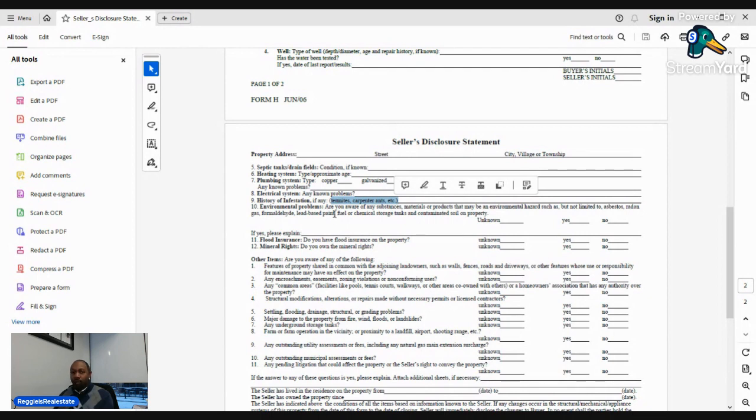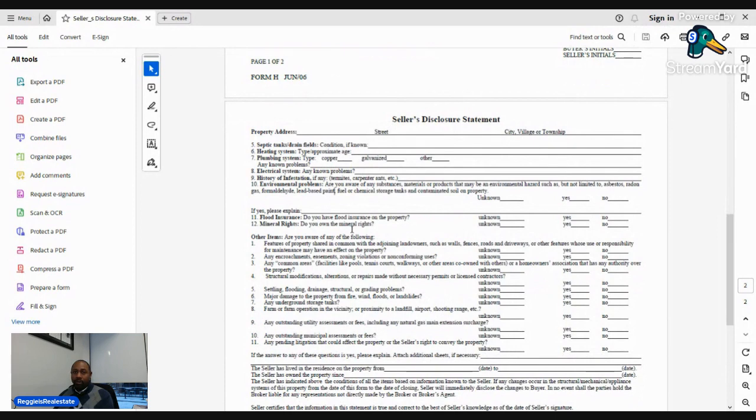Any environmental issues with the property? Again, this can be asbestos, because a lot of people have those floor tiles in their basement that have asbestos. Maybe they have cracked siding. People had asbestos siding on their properties. Any chemical storage tanks or anything like that stored on the property. So that's basically what they're asking there.